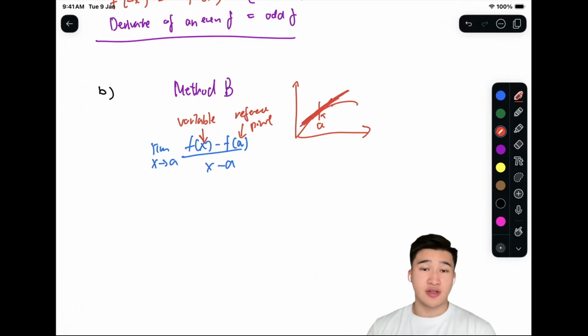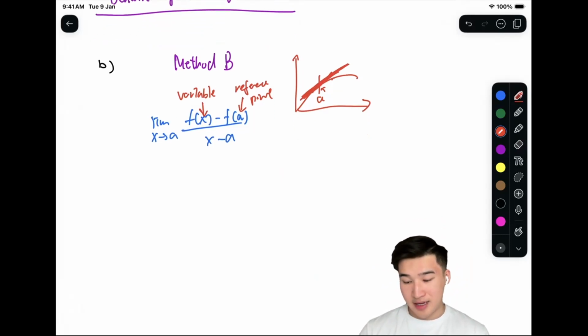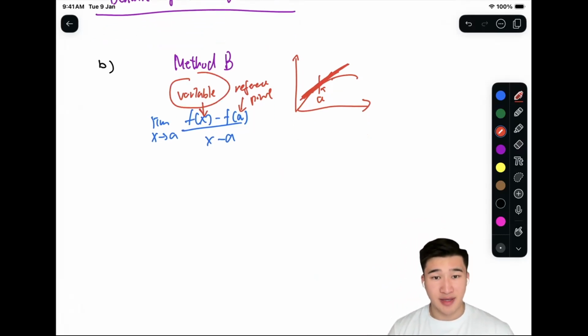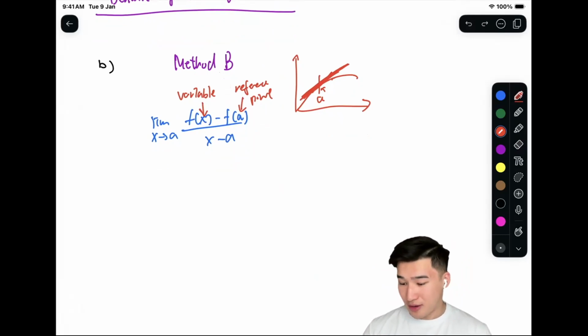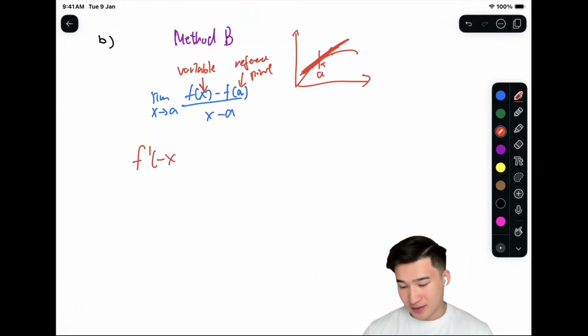So that becomes our slope of tangent. And so making sure that, okay, we are not taking the variable as a reference point, we're taking the actual reference point as a reference point. So we know that our f prime of negative x here, right now, is going to be our reference point, okay?